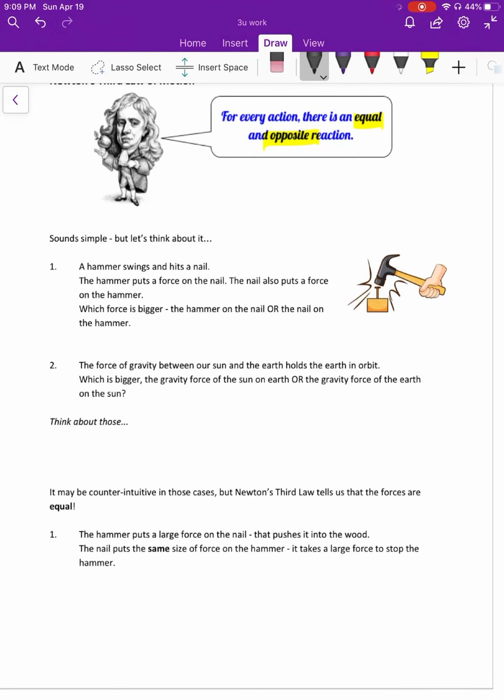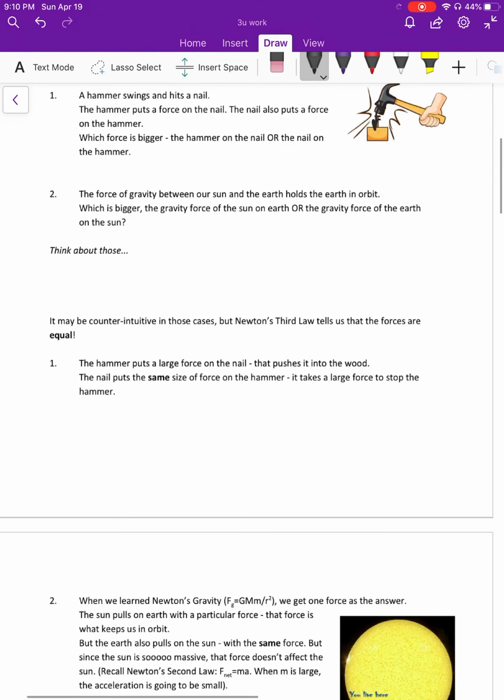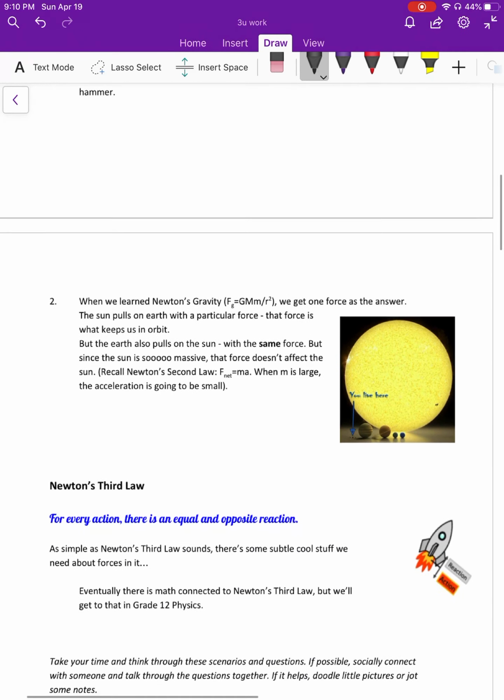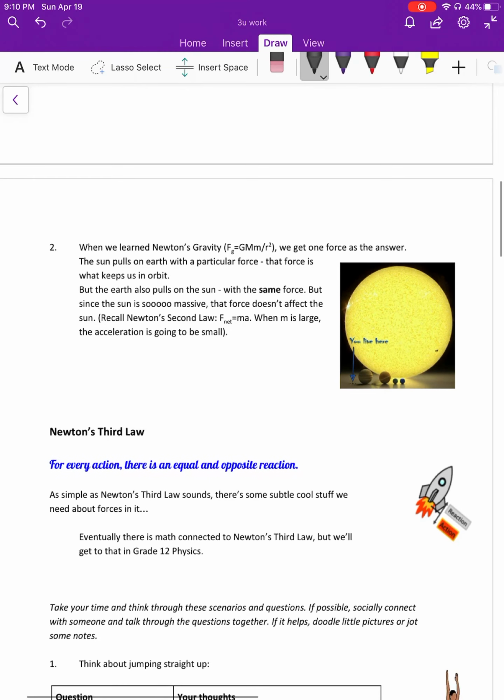So something like a hammer and nail, your intuition may have been that the hammer hits the nail harder than the nail pushes back on the hammer, but no, it's always equal and opposite. If we talk about astronomy, something like the force of gravity between the sun and the earth, your intuition may be that the sun puts on a bigger force than the earth puts on the sun, but again, equal and opposite. We just don't notice the force on the sun since the sun is so massive. Kind of comes back to Newton's second law, which we're going to get into more next time we do some physics. But when a mass is really, really large, the impact of the force is smaller.